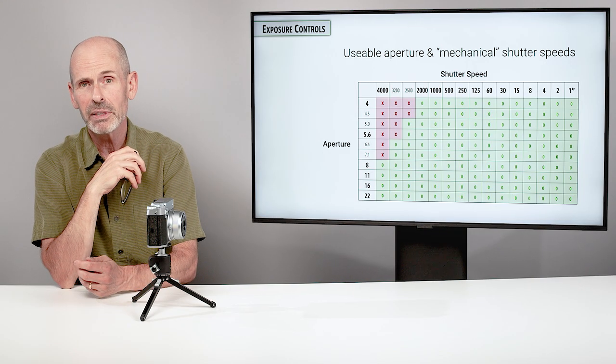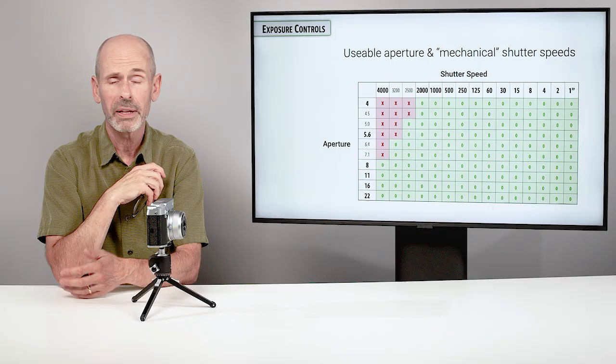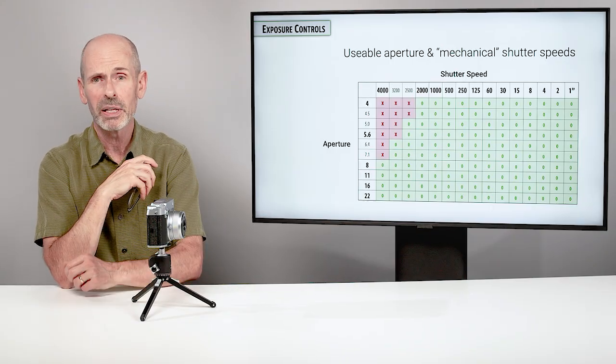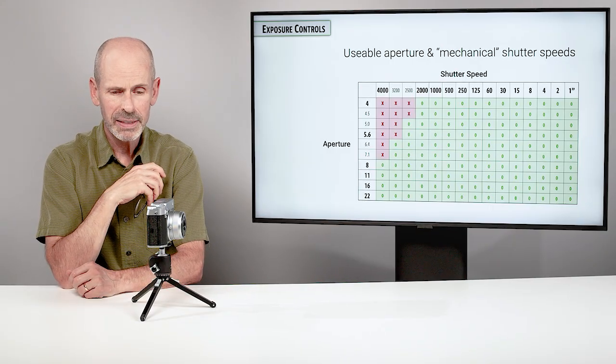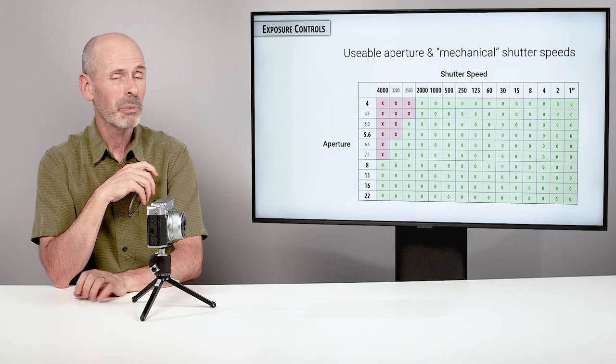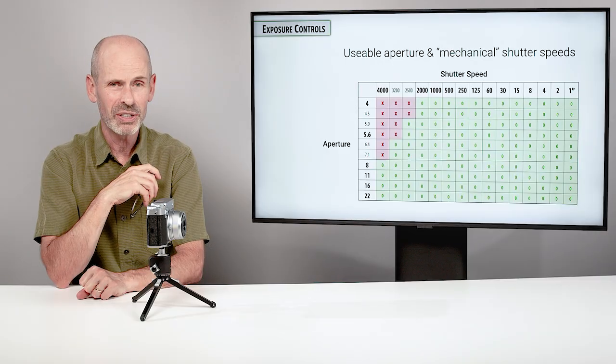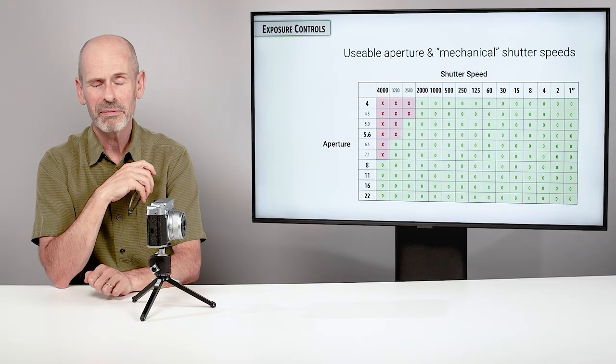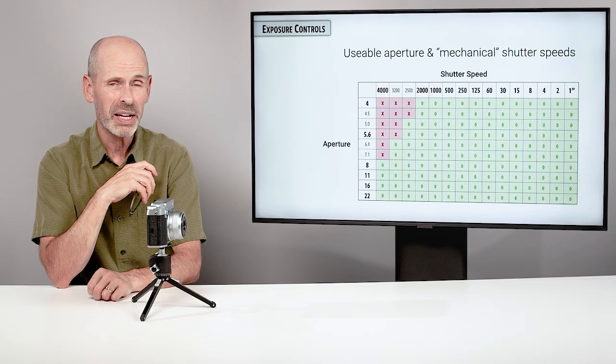Now, what if you really need to use that 4,000th at f4? Well, you can, you just need to do it with the electronic shutter, and that's a good reason for turning on the electronic shutter. Is this Fuji's fault or is it just the laws of physics? I'm going to put it mostly on the laws of physics. It's just difficult to get over 1,000th of a second with a leaf shutter.